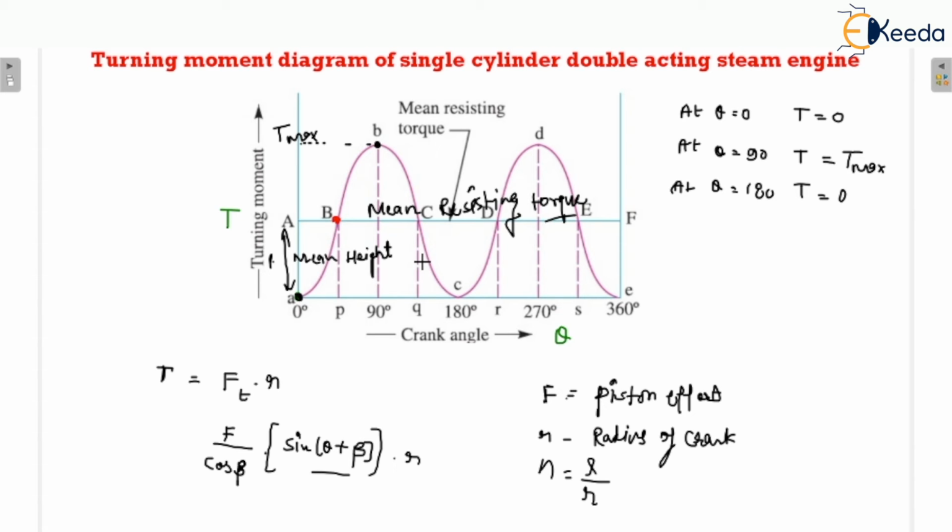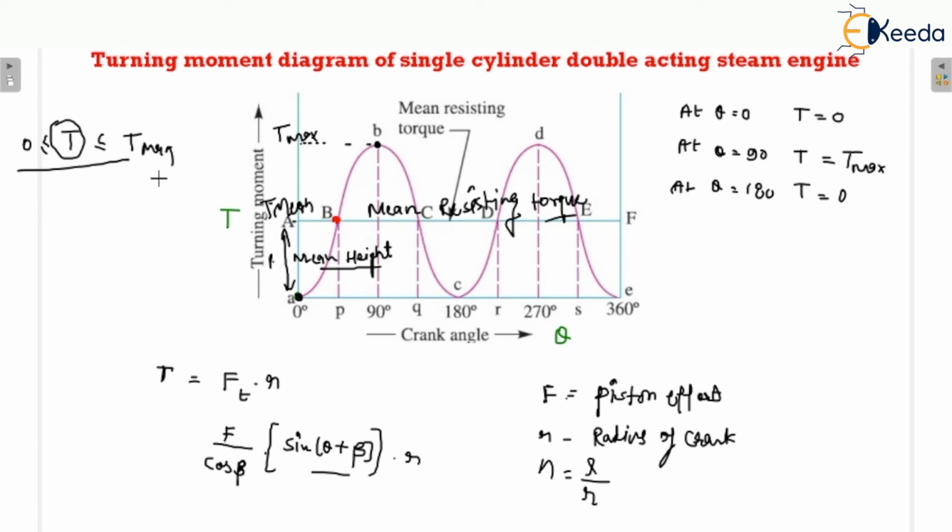Okay, now this is the mean height, and this is the mean resisting torque. So I can write here, this is T mean. Now the engine torque can be any torque from 0 to T maximum; the value may be anything. T varies from 0 to T maximum. So this is the engine torque.